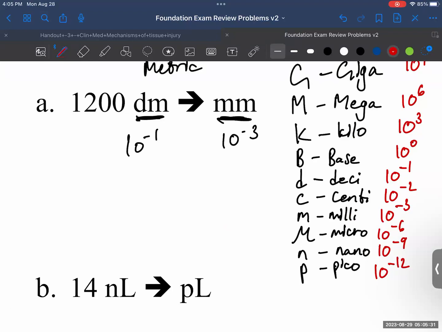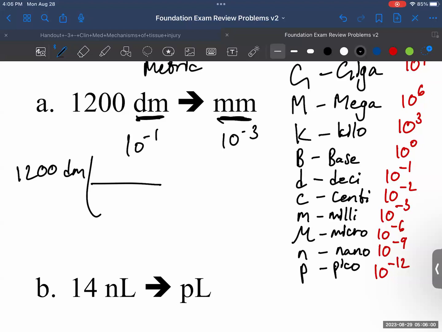All right, so y'all got that pretty much down. So here's how we like to do metric conversions. First and foremost, we're gonna write out our unit here, 1200 decimeters. I use this little train track method, or whatever it's called. First thing we're gonna do is convert from decimeters to meters.